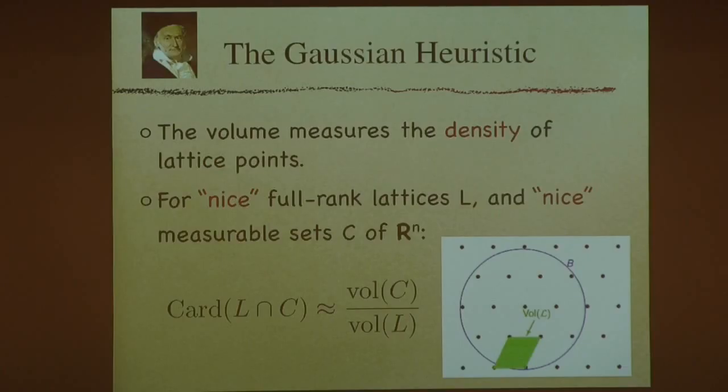Okay? So why am I defining it? I'm using this invariant because I want to give you a first intuition, which is very useful: the Gaussian heuristic. So the Gaussian heuristic says that the volume, which we just defined, measures the density of lattice points. So for a nice lattice and for a nice set, we often estimate the number of lattice points inside the set as the ratio between the volume of the set divided by the volume of the lattice. So for instance, in this picture, I would take this ball. And you can see that it looks approximately correct, that the number of lattice points is essentially the volume, the area of the ball divided by the volume of the lattice.